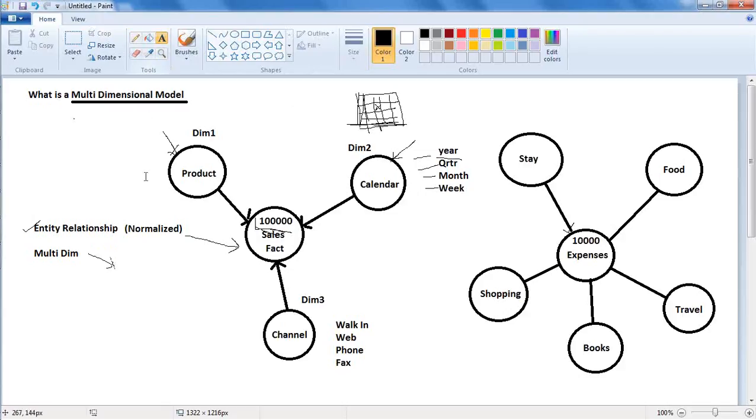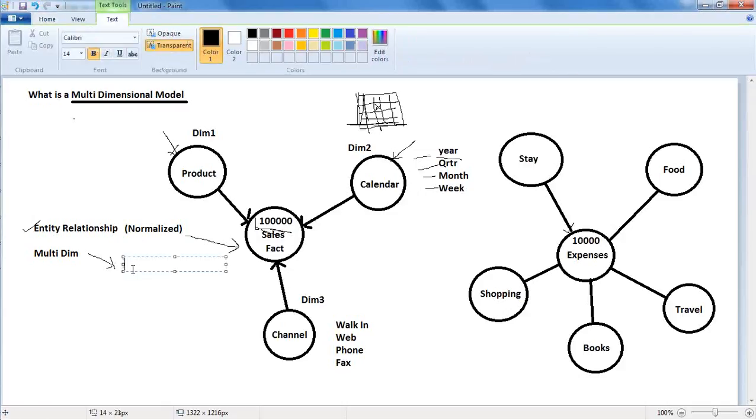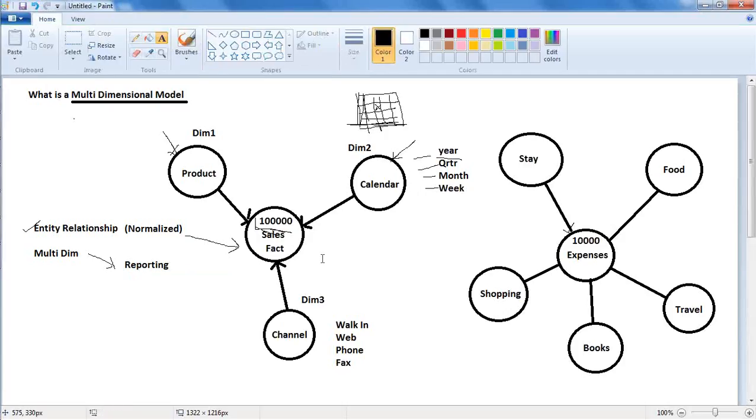So the multidimensional model is an optimized model created only for the purpose of reporting. Though you have the data captured in tables, we capture it a little differently in our multidimensional model, with a combination of two types of tables. One is tables with numbers, the other is tables with non-numbers. The tables with numbers, I call a fact table. The tables with non-numbers, I call a dimension table.